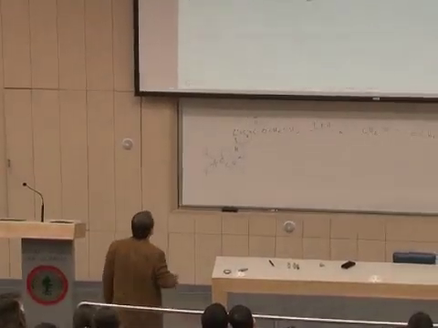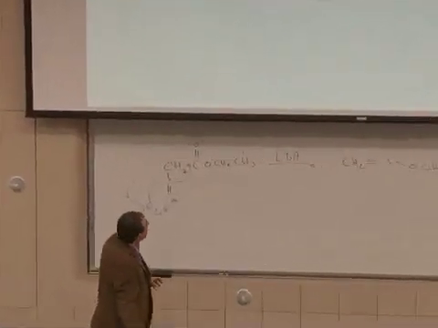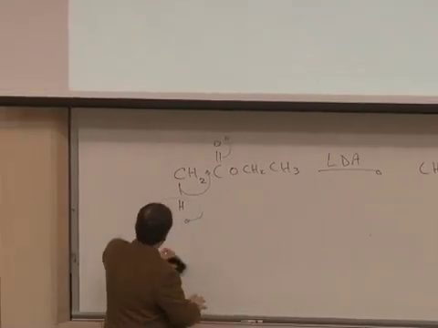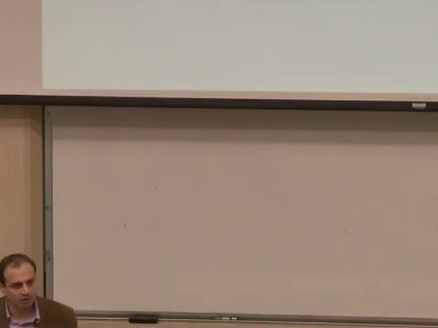Now, before we go there, what if you have two different types of alpha hydrogens? For instance, if you look at 2-methylcyclohexanone, you have two different alpha hydrogens that are acidic. One of them will form an enolate that is more stable, and we will call that enolate the thermodynamic enolate. And there is another enolate that will be formed faster, and we will call it the kinetic enolate.